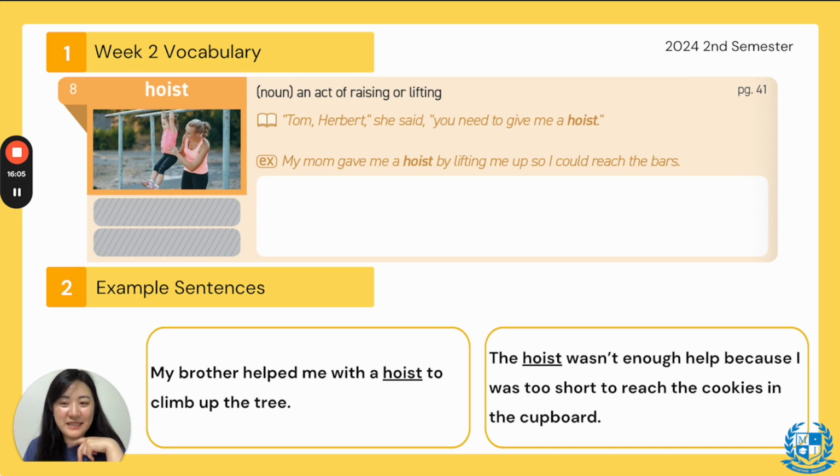And the example, let's read together. 1, 2, 3. Mom gave me a hoist by lifting me up so I could reach the bars. So you can see in the picture, the mom there is helping the child up, giving her a hoist. Let's look here. My brother helped me with a hoist to climb up the tree. Again, imagine my brother helping me and going poof, go up. Or you can say the hoist wasn't enough help because I was too short to reach the cookies in the cupboard. So you're trying to reach and reach, and your brother's trying to give you a hoist, and it wasn't enough because you're still too short.